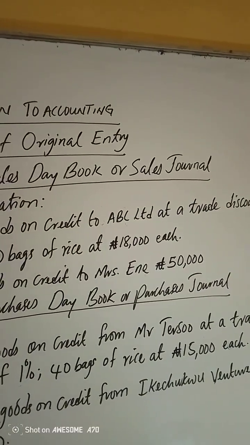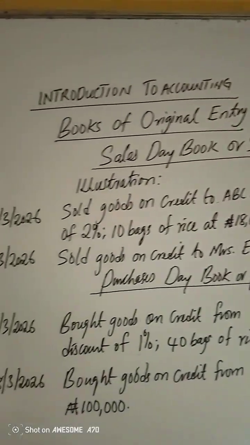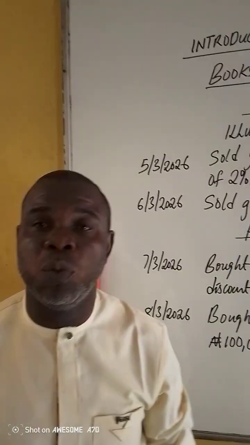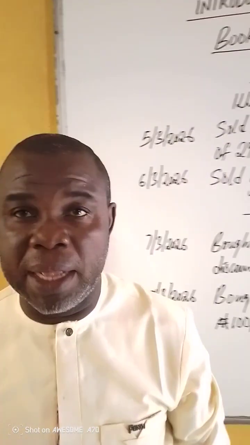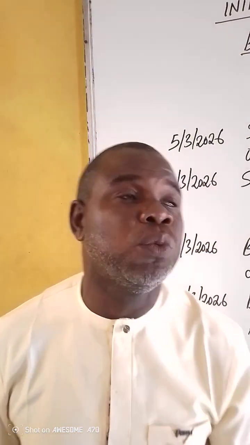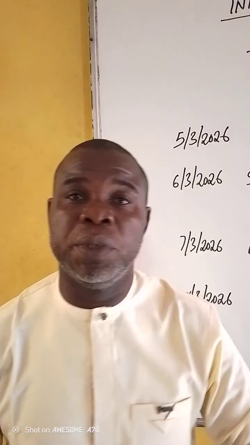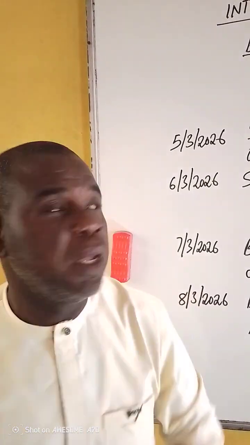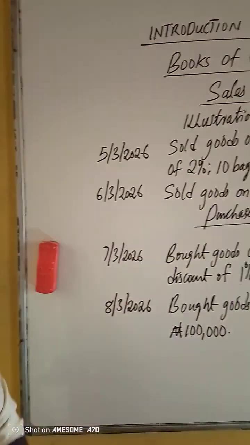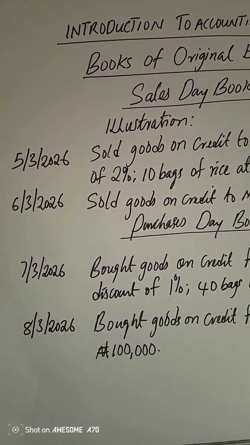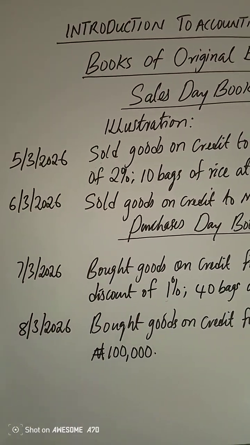In today's video, we are going to continue from books of original entry. Mind you, we are treating books of original entry logically. We have finished the cash book and the journal proper. Today, we are going to continue with the other books: the sales day book and the purchase day book will be treated in this video. Then we are going to give illustrations and demonstrate how they are posted in the respective accounts.